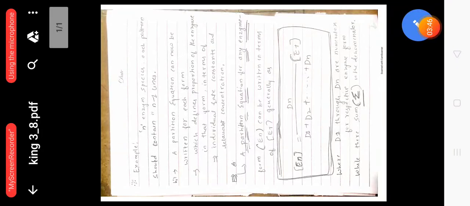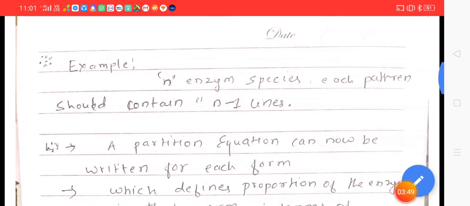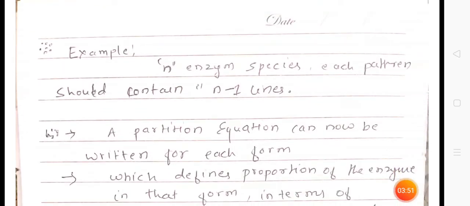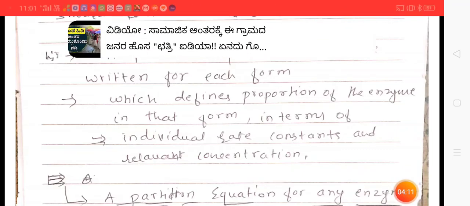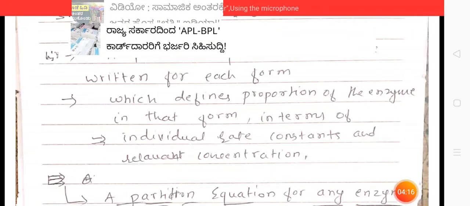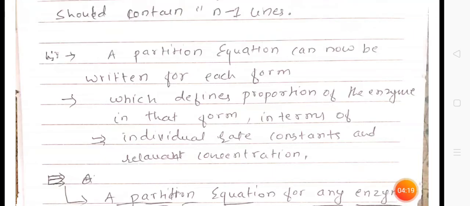See the example here. If you take an enzyme with n species, each pattern should contain n minus 1 lines. A partition equation can now be written for each enzyme form, not each enzyme. It defines the proportion of the enzyme in that form, in terms of individual rate constants and relevant concentrations.